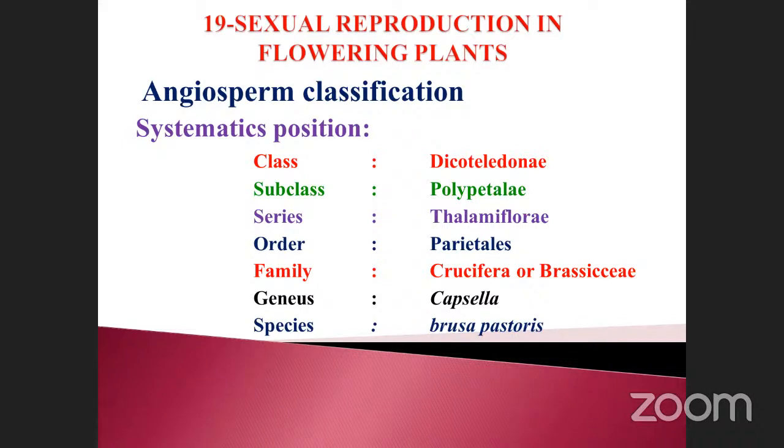Dicotyledonae, because it is one of the dicot families. Subclass Polypetalae. What does Polypetalae mean? Petals, more than three. That's why it comes under the Polypetalae. Series Thalamiflorae: the flower condition will be thalamus in nature. All the floral parts arranged in a stage-like structure is called the thalamus. Okay. And the order is Parietales.